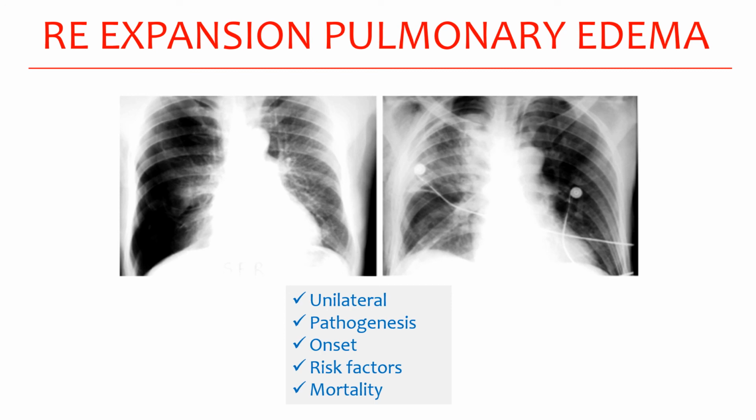And this occurs on the side of the pneumothorax which we are trying to drain, and pathogenesis is not really clear, possibly because of the large pressure swings the capillaries get injured, and onset is within a few hours of trying to drain the pneumothorax, and the mortality is quite low, but definitely you can have mortality with re-expansion pulmonary edema, and you need to support these patients with NIV or high flow or even intubate these patients. But they do resolve if you take care of them, but if not treated properly, it can lead to mortality.